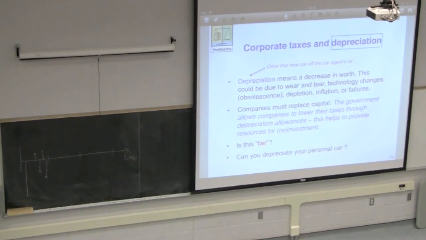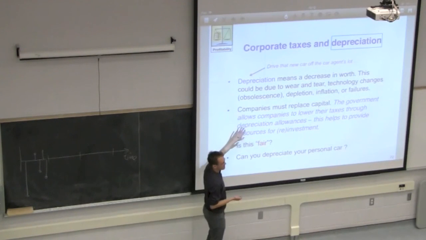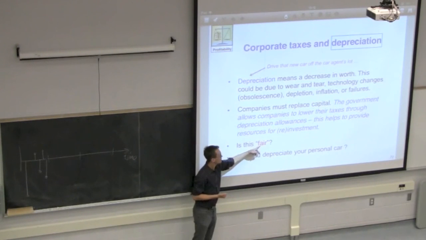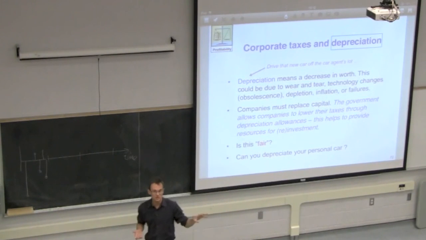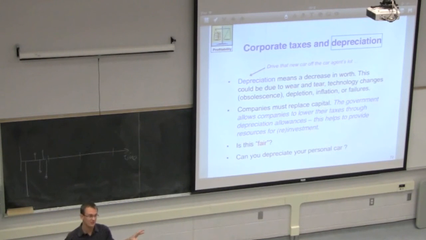Okay? Companies need to end up replacing that equipment. So what the government allows is they allow them to depreciate their equipment. And the effect of that is it causes a reduction in taxes. So we'll come back to this question. Is it fair that the government allows companies to depreciate their capital items, so their equipment and pumps?